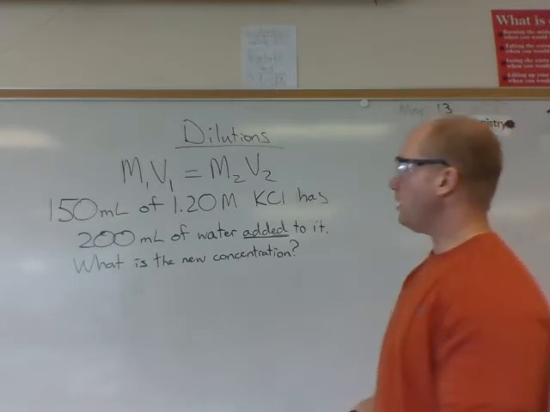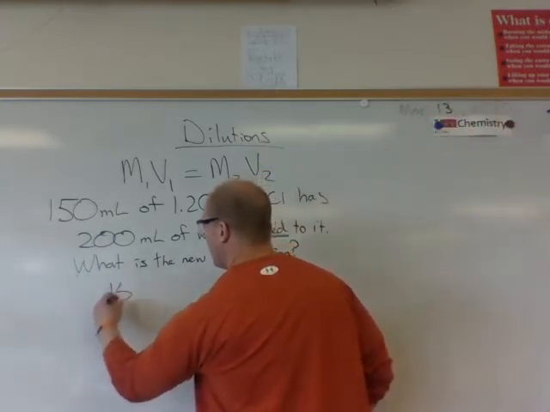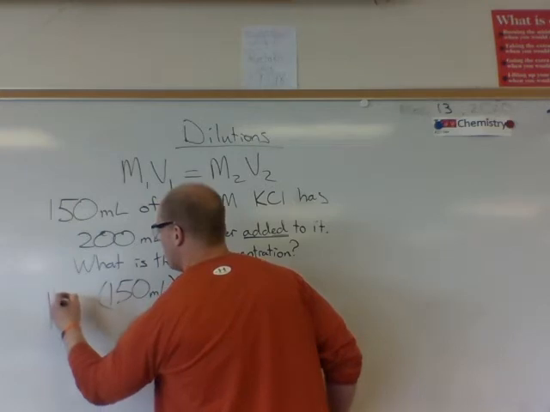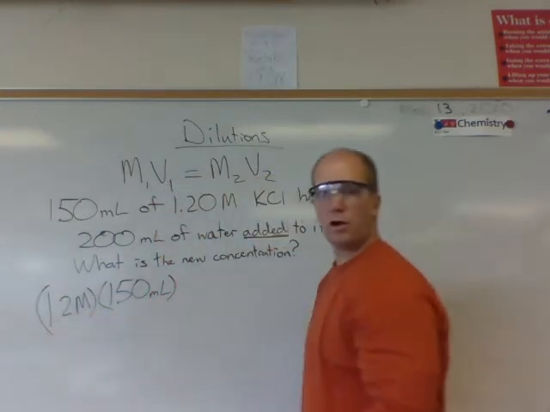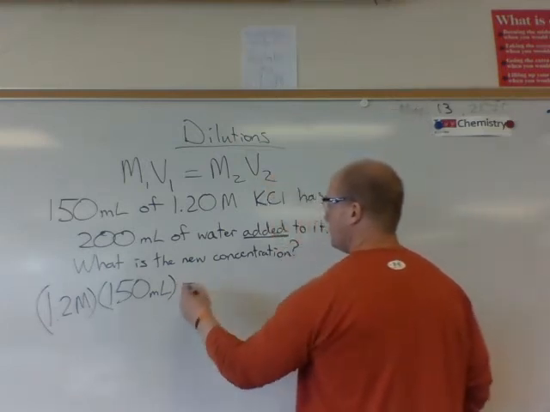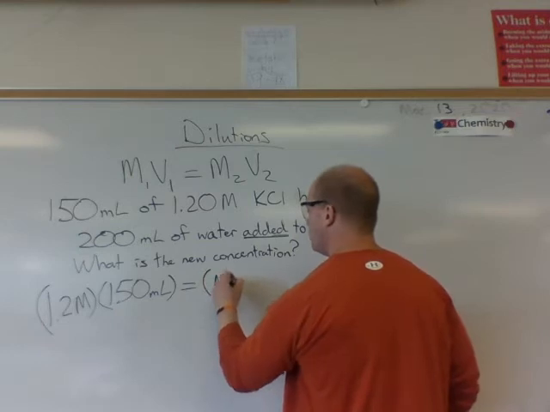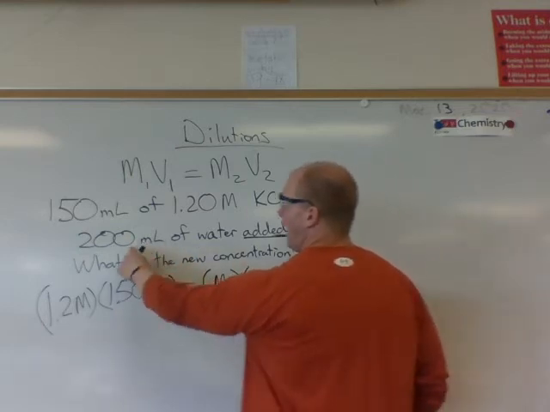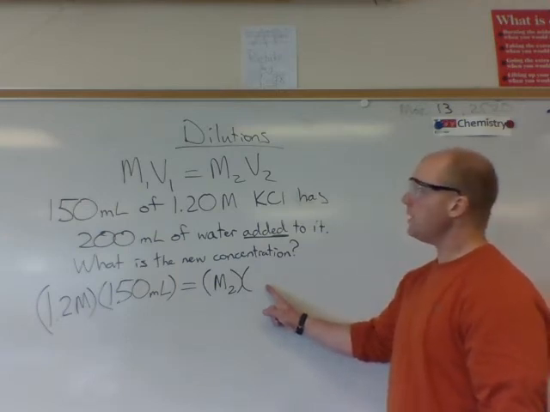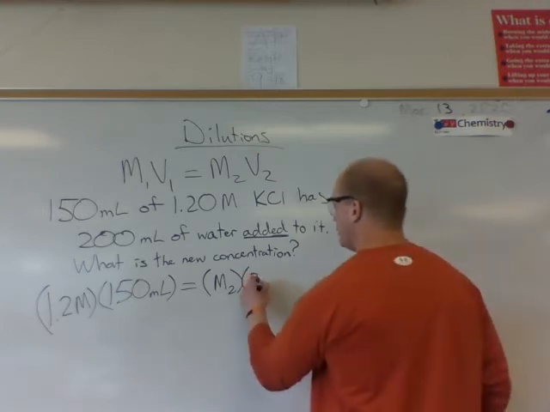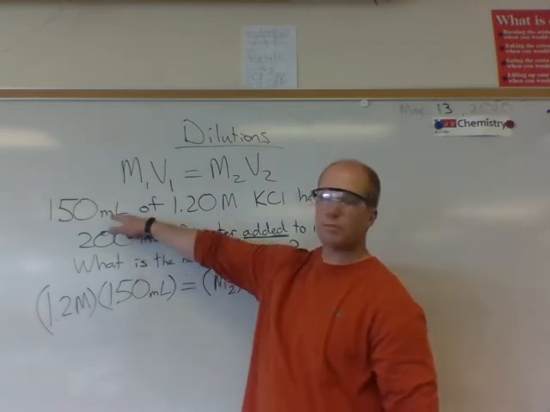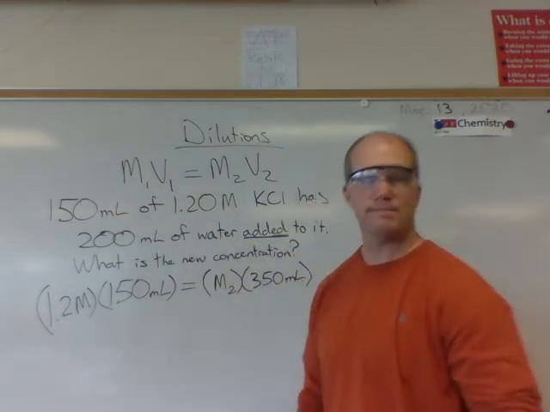So let's set it up, you guys. We've got this 150 milliliters, that's our V1. We've got 1.2 molar, 1.20 actually, so keep in mind that we have 3 sig figs. Cool. And then we want to know what our new concentration is, and we added 200 milliliters. So what's the new volume, you guys? Ooh, if you said 350, you're right. 350 milliliters. That's because the water is added: 200 plus 150 gives us 350.